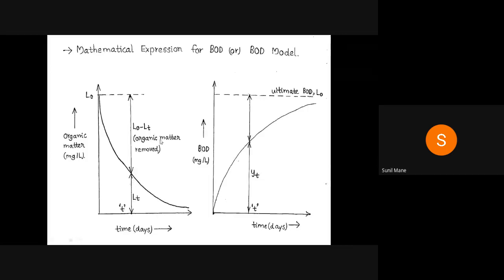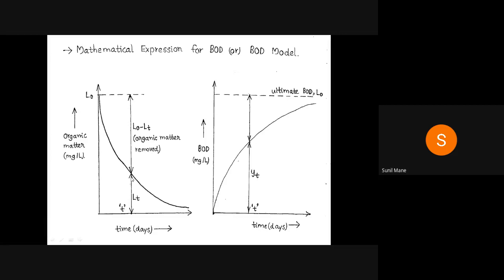The organic matter which has been removed or consumed is from the maximum to this particular point, and LT is remaining. That means L0 minus LT is the organic matter that has been removed, that has been consumed. So whatever BOD we are calculating is dependent on this factor, L0 minus LT. The maximum organic matter has been present, and the organic matter is present after a certain day.